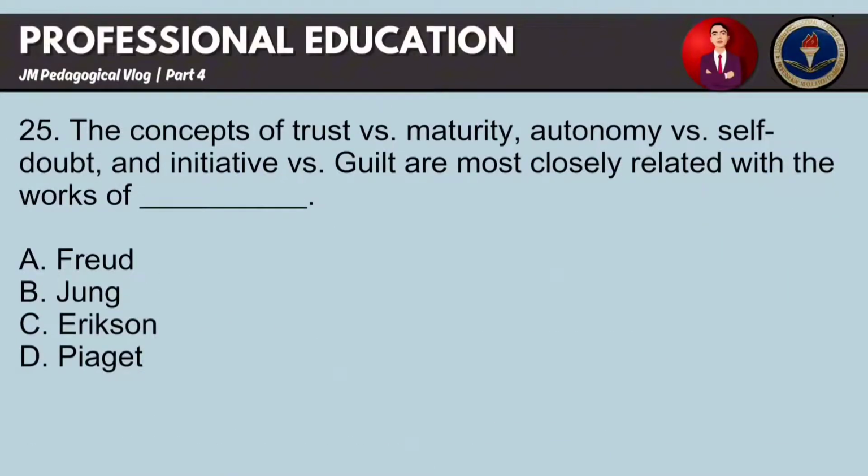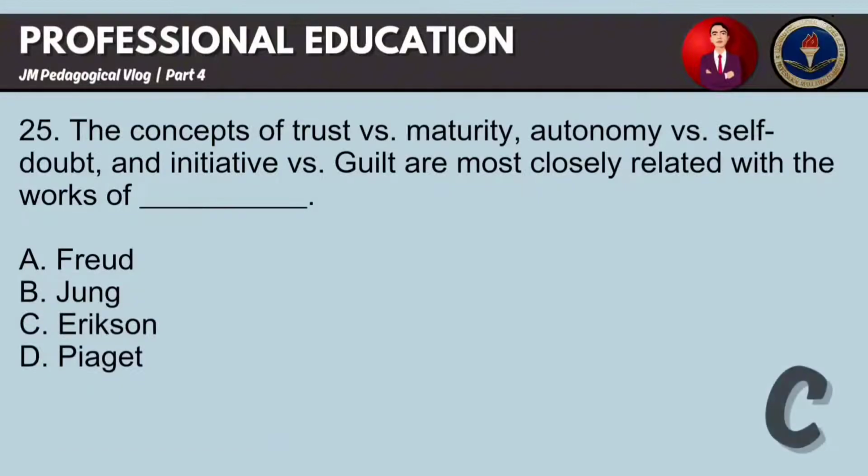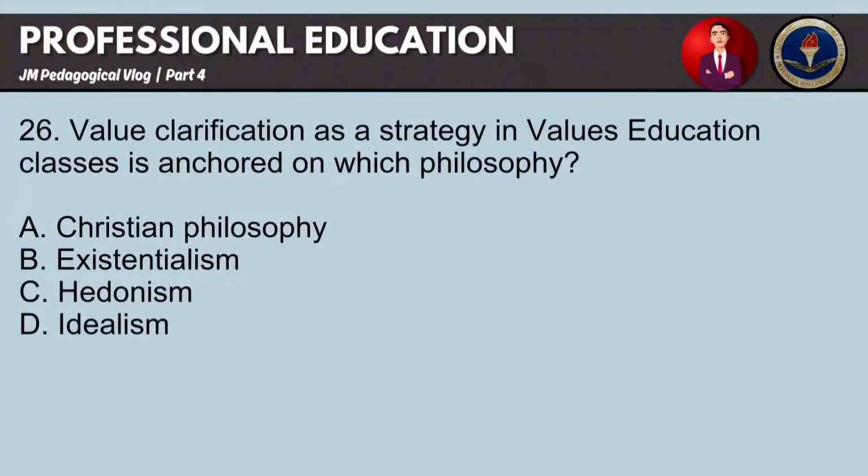The concepts of trust versus mistrust, autonomy versus self-doubt, and initiative versus guilt are most closely related with the works of A. Freud. B. Jung. C. Erikson. D. Piaget. C. Erikson. Value clarification is a strategy in values education classes anchored on which philosophy? A. Christian philosophy. B. Existentialism. C. Hedonism. D. Idealism. D. Idealism.